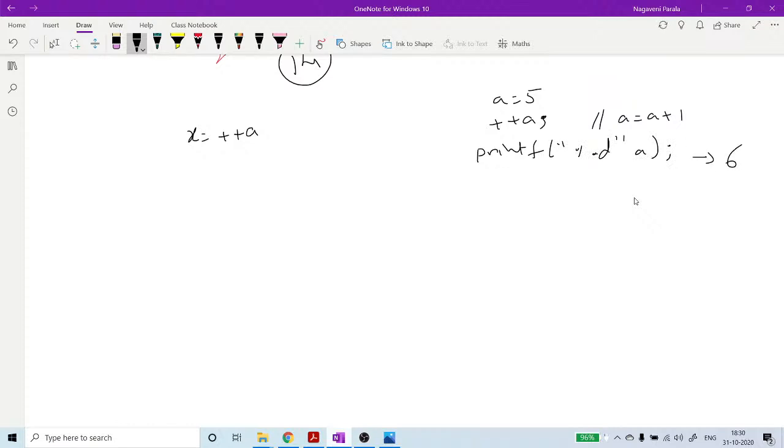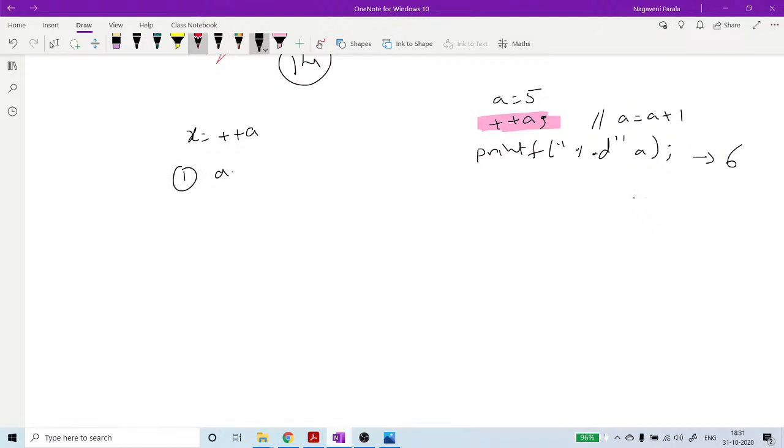But when I use this increment expression with the help of the assignment operator, that means x equal to plus plus a, what will happen? I have to explain here. By seeing this, you can understand there are two operations being performed here. So what are the two operations? A should be incremented. First step is what?